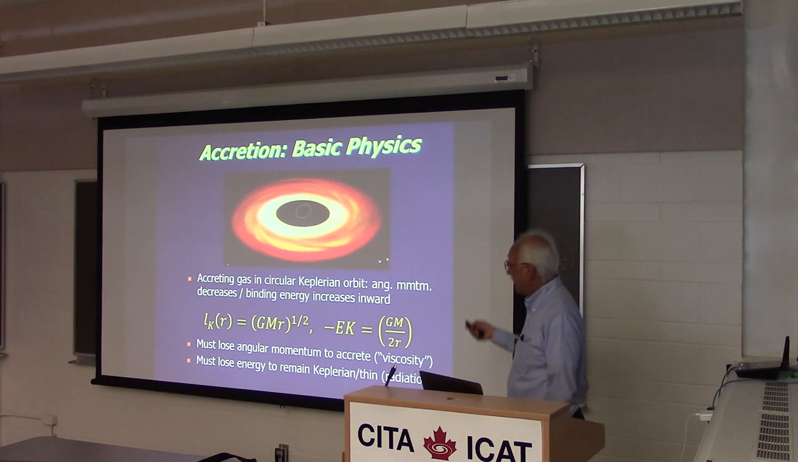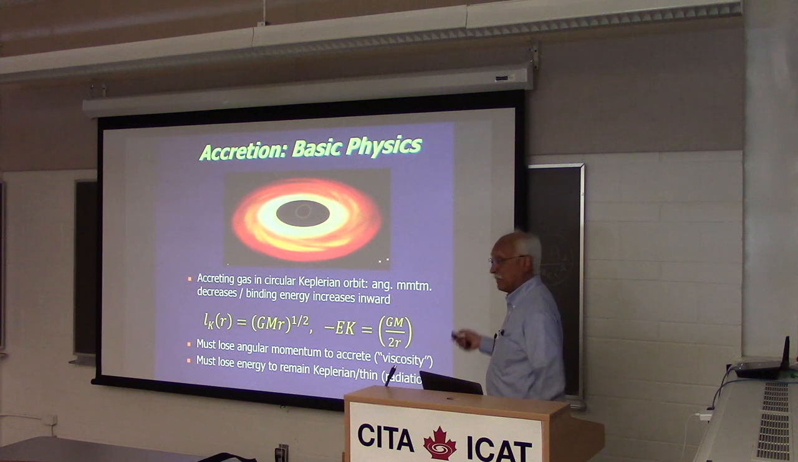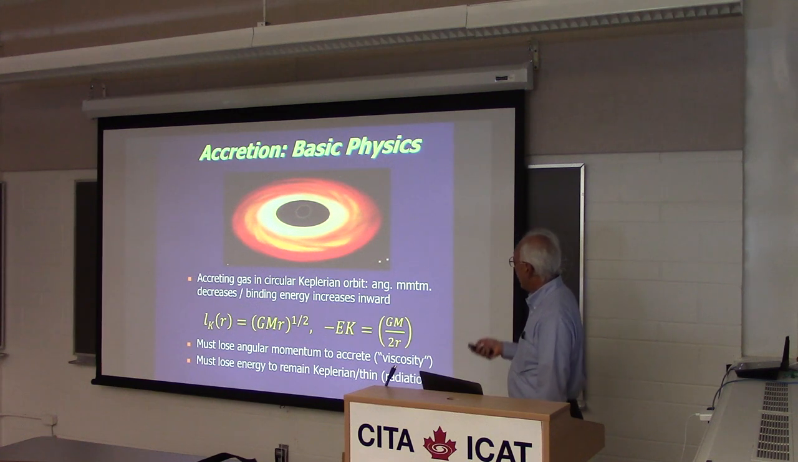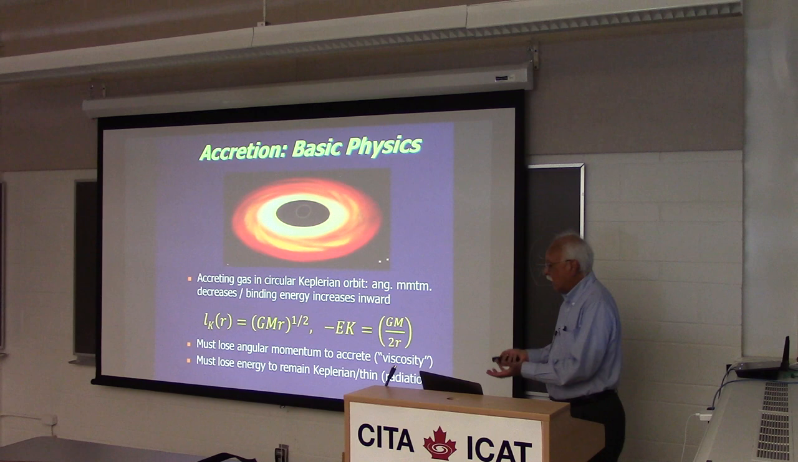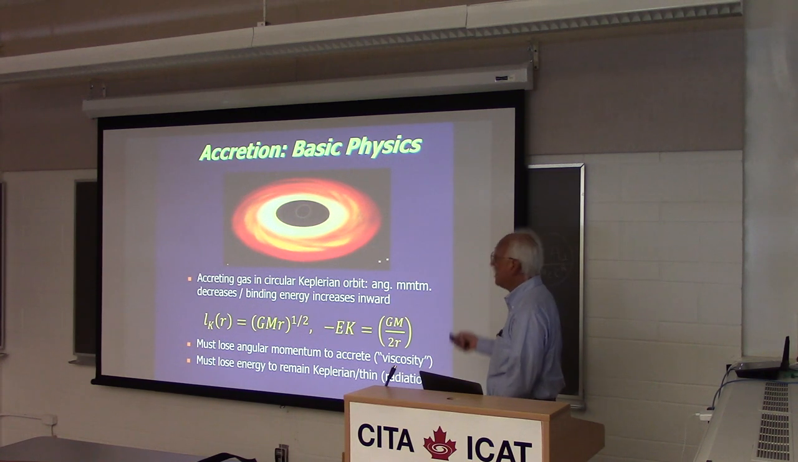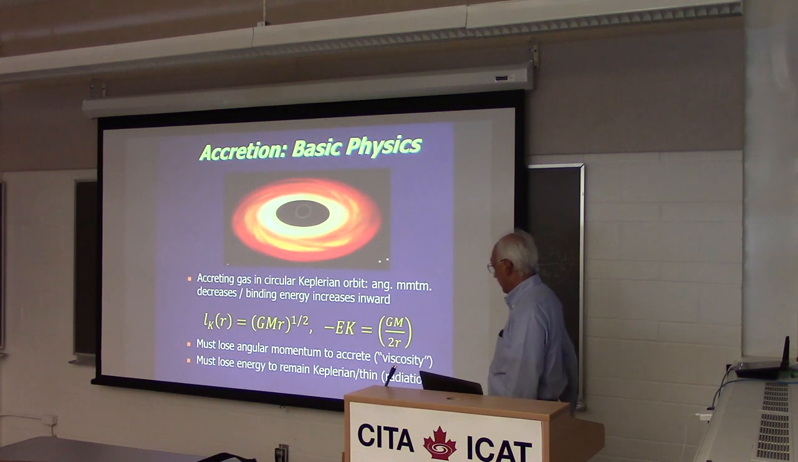The binding energy also has to change. So this gas may start here. By the time it comes down to the center, it's much more tightly bound, which means it has lost energy in the process of going from there to here. And in the case of a disk like this, where did that energy go? That's what came out as radiation. Okay, so we see it as a bright source because the gas lost energy on the way down, and then it disappeared into the black hole.